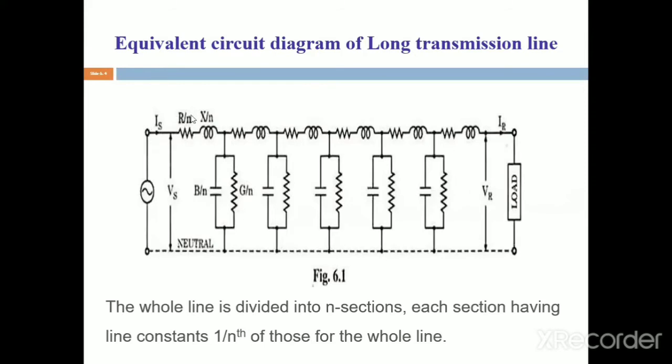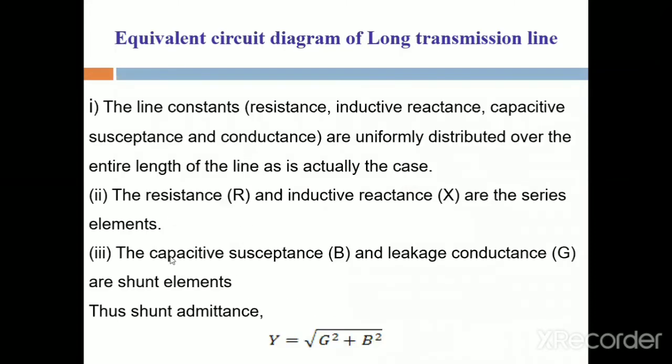In that equivalent circuit diagram, the resistance R and the inductive reactance X are the series elements, and the capacitive susceptance and the conductance are the shunt elements. These elements are uniformly distributed over the entire length of the transmission line.